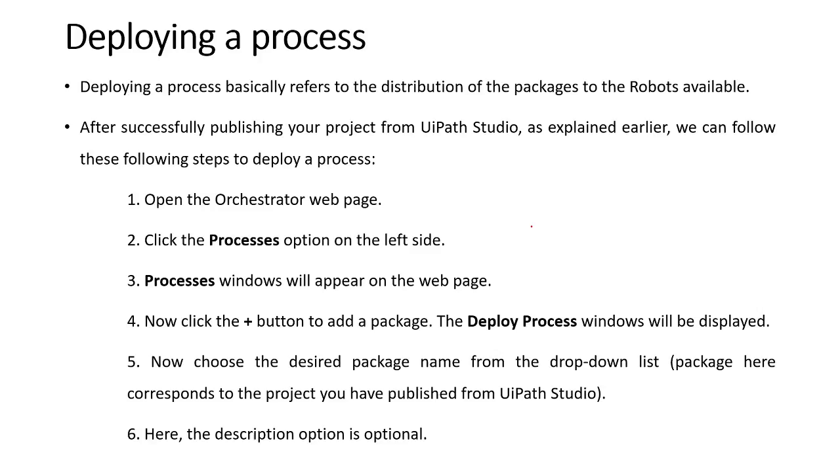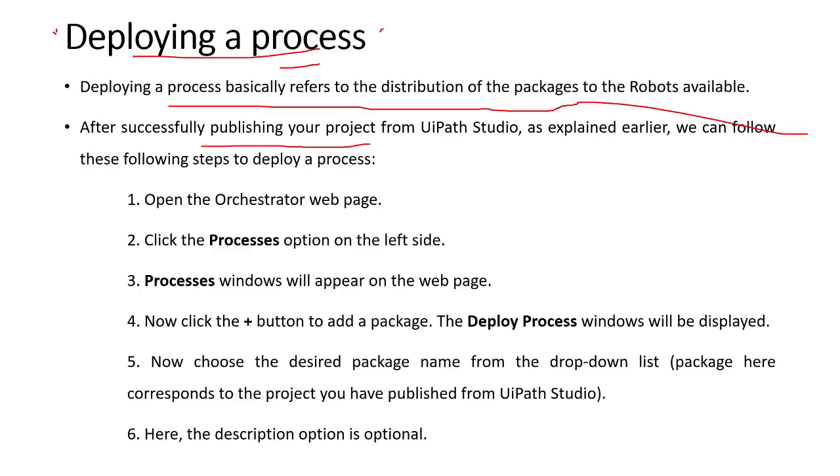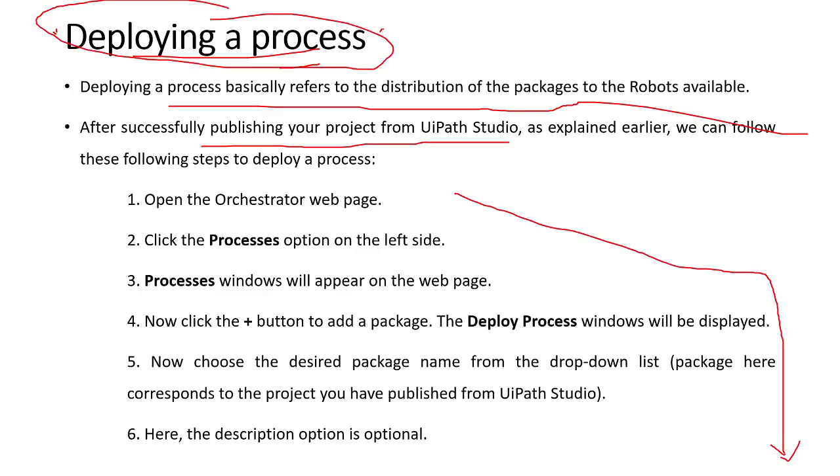Clear? This is the last concept that I want to address in this class, called deploying a process. Deploying a process basically refers to the distribution of the packages to the robots available in the environment. After successfully publishing your project from UiPath Studio, these are the steps that you need to follow in order to deploy a process. First we shall see the steps one by one.